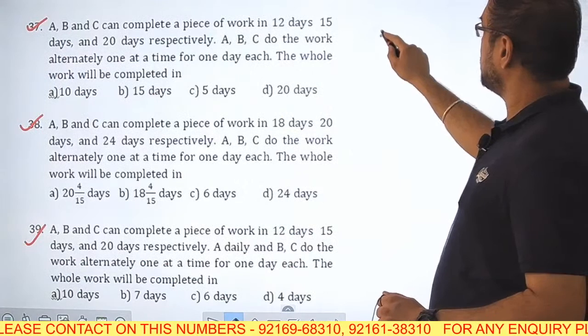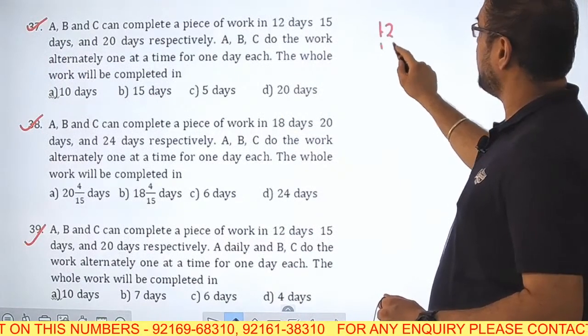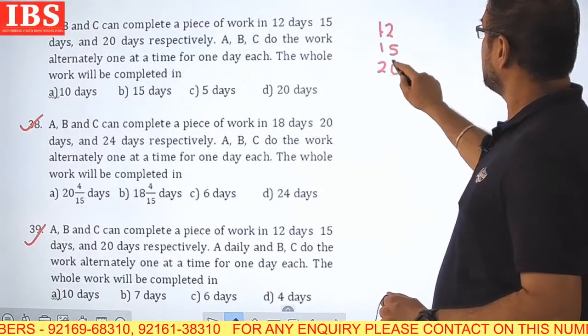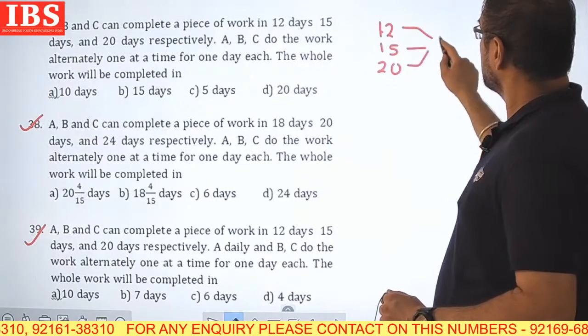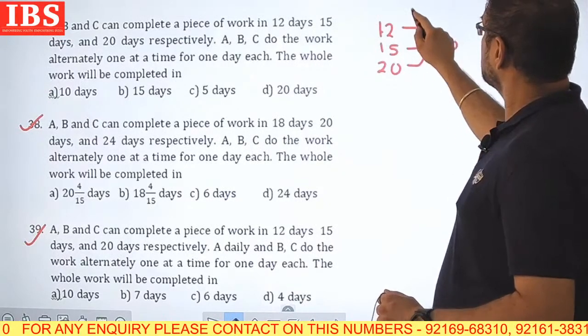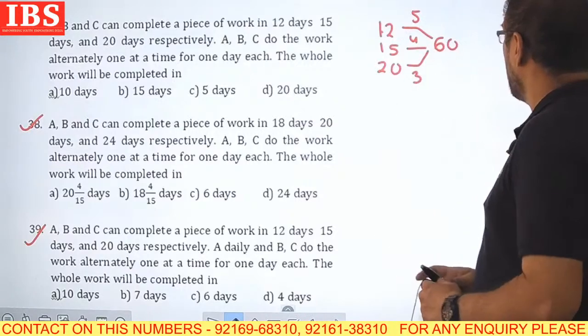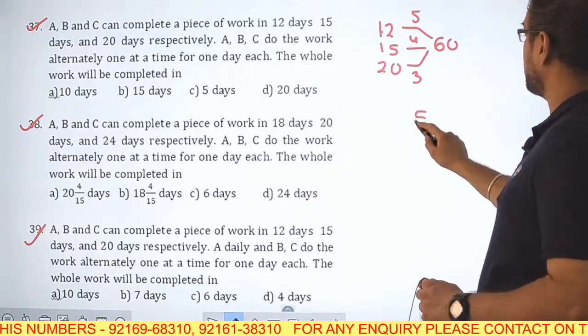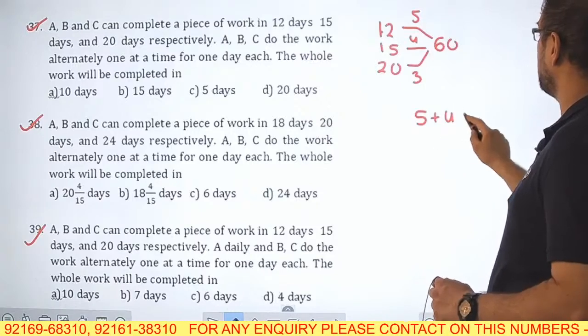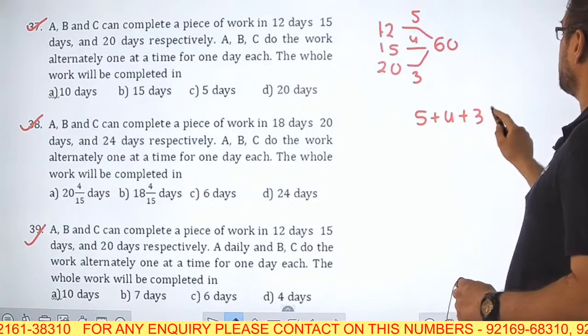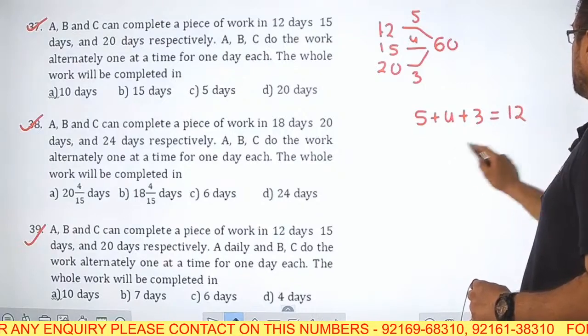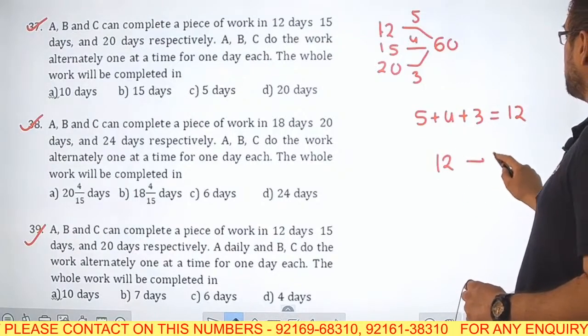Alternately they are coming. So this is 12, 15 and 20. The LCM will be 60. So A does 5, B does 4 and C does 3. So 5 plus 4 is 9, plus 3 is 12 work done in 3 days.